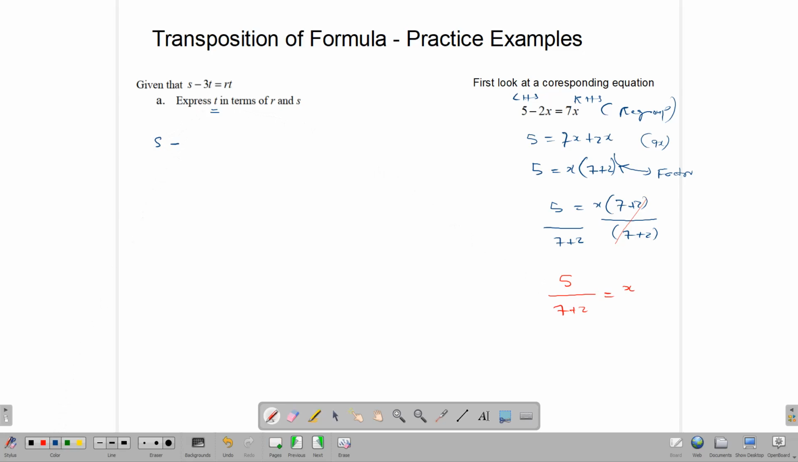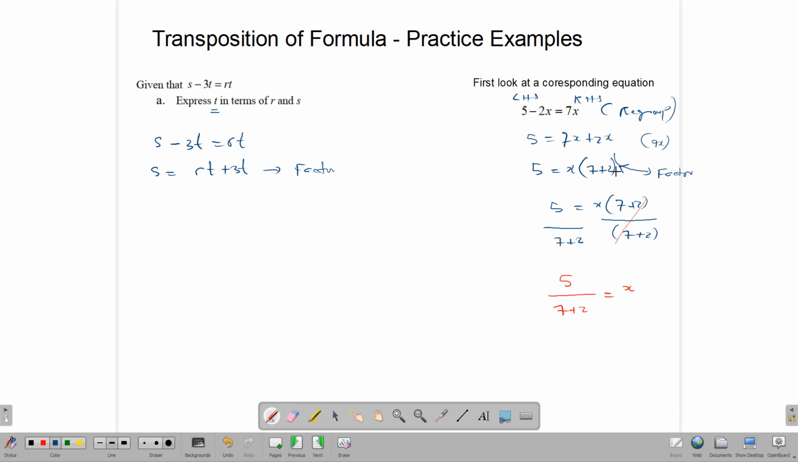So s minus 3t is equal to rt. In this question, we have the 3t here and rt here. So we need to group our t's on the same side, which means we're going to group the minus 3t with the rt. That gives us s is equal to rt plus 3t. In this case here, you could have added 7 plus 2 and gotten 9. But in this case here, we cannot add them because this is r and that is 3. The only solution here is to factor.